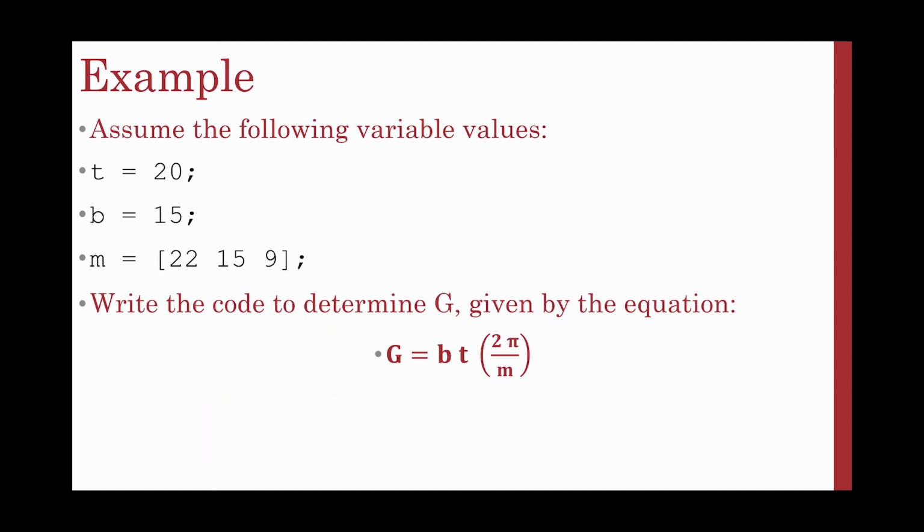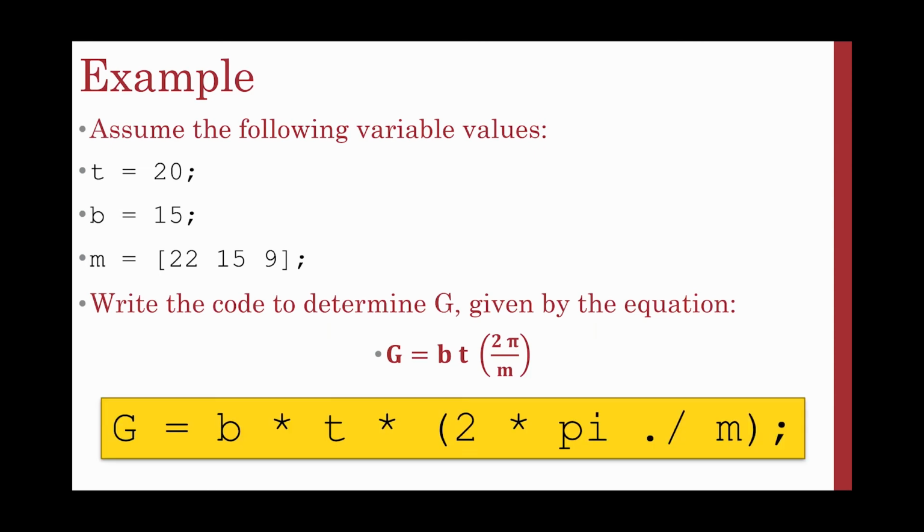However, what happens this time if t is a scalar and m is a vector? Well, here we have our scalar times a problem. We're trying to divide a scalar by a vector, which will not happen unless we put the dot sign in there, which then tells it to do it element by element.